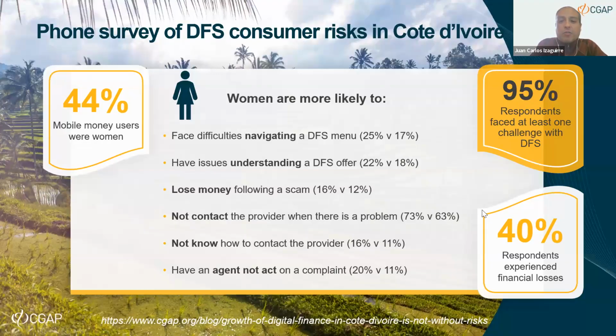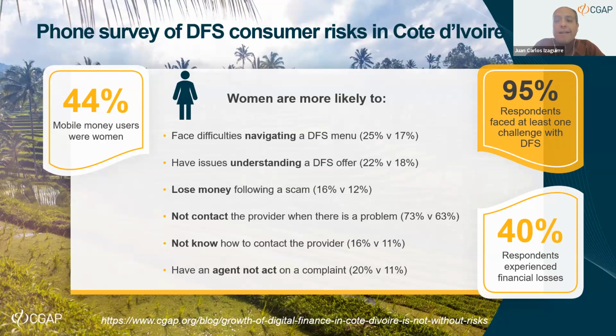And finally, I would like to briefly share an example of how we are applying a range of these tools in the Western Africa region, and specifically in the countries of Senegal and Cote d'Ivoire. We've already started to adopt and apply some of these tools. So I'll share with you what we have seen when applying the phone survey tool when looking at DFS consumer risks in Cote d'Ivoire. And we saw that 44% of mobile money users who responded to the survey were women.